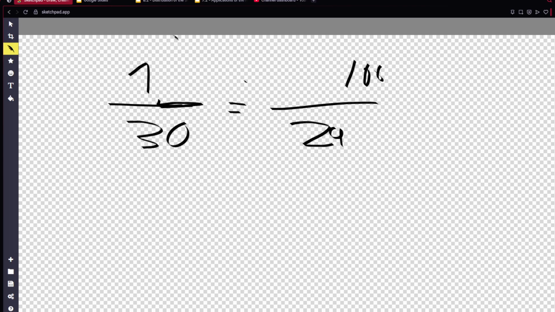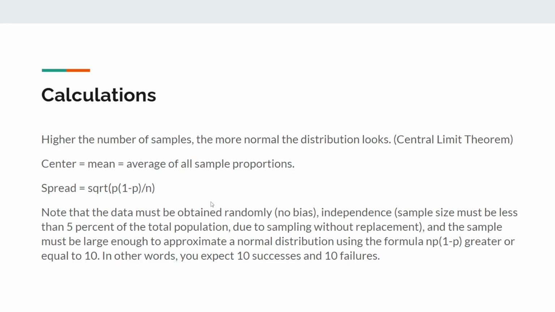So if the sample size takes up more than 5% of the population, then it should not be included in a sample proportion distribution, due to sampling without replacement. Unless you replace the person each time, then you can do so. But it must be less than 5%. So you can do sample size divided by total population size to see if it exceeds 5%.